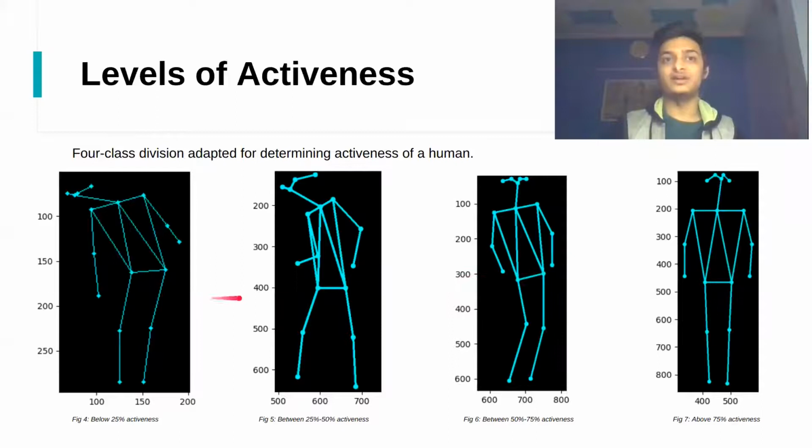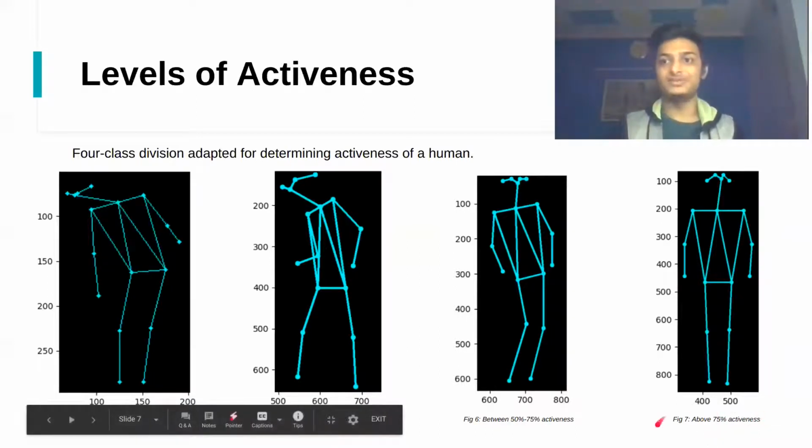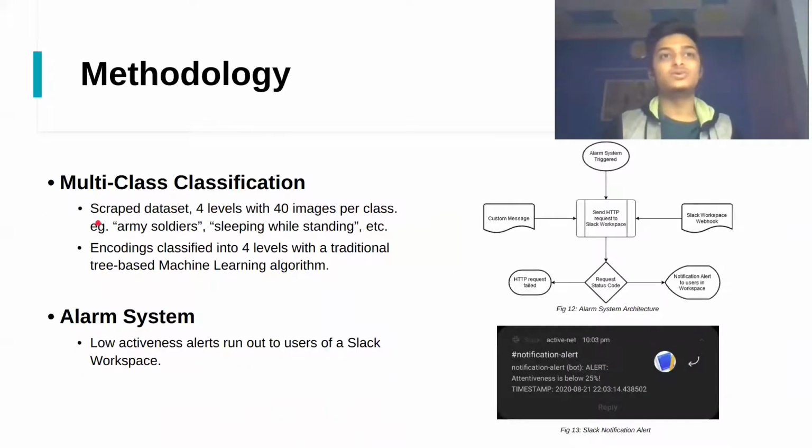So you can see that the activeness of the person is gradually increasing, which is abstract, right? You see the labels here, those labels are not the exact percentages but the labels that we give to the class, right? So between 50 to 75, above 75, between 25 to 50, or below 25. So how do we gain them? We used keywords in normal Google search such as army soldiers. Army soldiers are always in an attentive position, so we scraped out 40 images of that class, and things like sleeping while standing will give us level 1 activeness, which is basically the lowest level of activeness that we get. So we basically define those 4 levels.